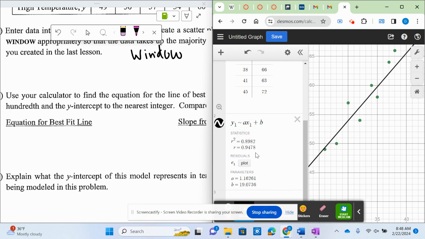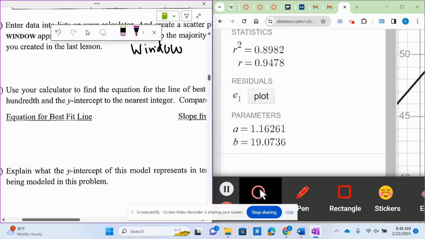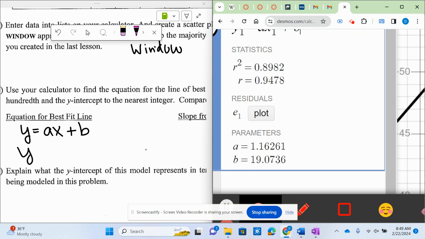So in Desmos, our equation, remember, is we just typed in Y equals AX plus B. So A is my slope. What is my slope value from my table, from my equation on Desmos? Do you guys see it? It's 1.16. So y equals 1.16x plus, what is my y-intercept? Well, that's the B value. 19. It says make your y-intercept to the nearest integer, so we're just going to leave it as 19.